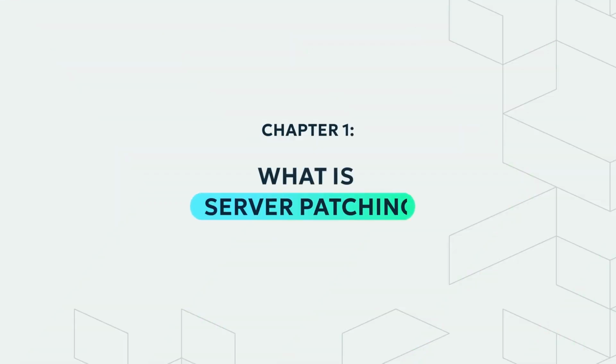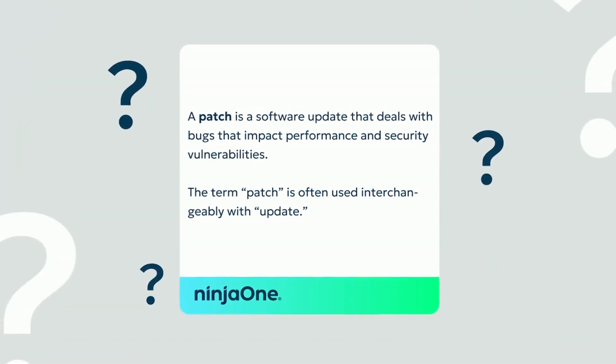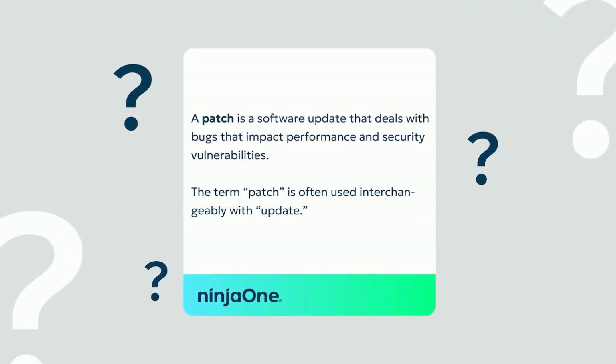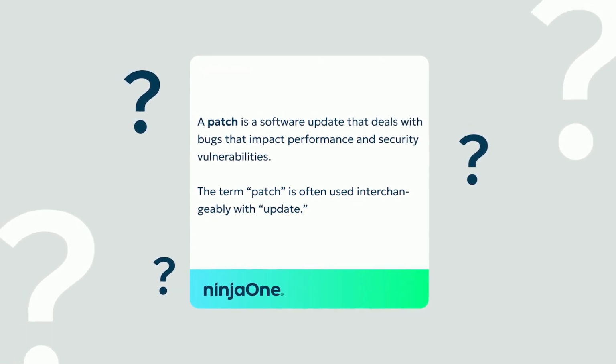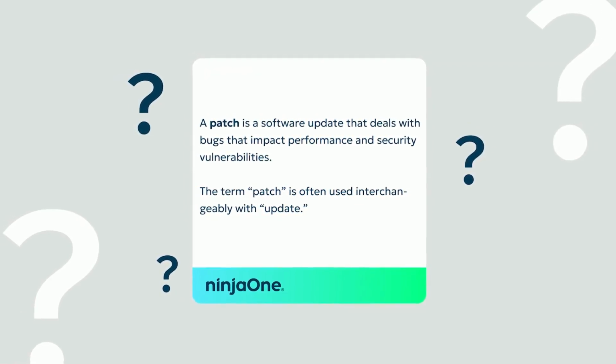What is server patching? Let's start with the basics. What is server patching exactly? A patch is a software update that deals with bugs that impact performance and security vulnerabilities. The term patch is often used interchangeably with update. Patching is the process of applying patches to fix or secure your server software.